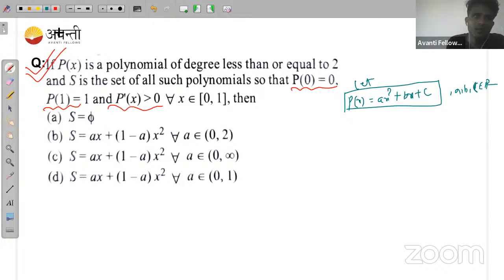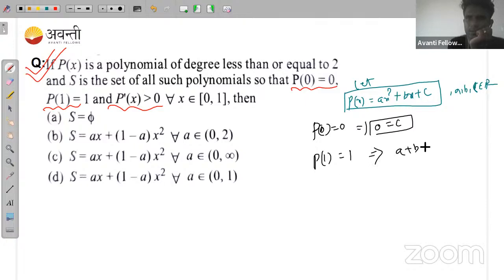Okay. Now what we have to do is use p of 0, so p of 0 is equal to 0. If we put 0 here, we will get 0 is equal to c. So the value of c is 0. Nice, that's done. Next is p of 1 is equal to 1. If you put that, this means a plus b plus c is equal to 1. And we know c is already 0, that implies a plus b is equal to 1. Okay, I can say that a is equal to 1 minus b.